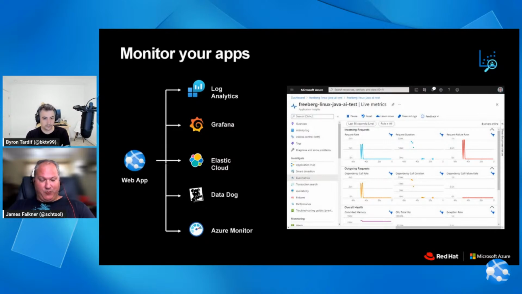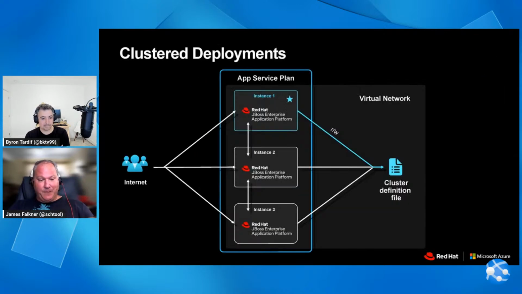JBoss EAP can export, and does export, metrics that are compatible with things like Azure App Insights, or if you're using a third party like Datadog or some other system, that's also integratable with your applications running on Azure App Service. You've probably heard the euphemism that 90% of the cost of software is in maintenance and in support, and that absolutely continues to be true today. So having these day two operations is really critical.